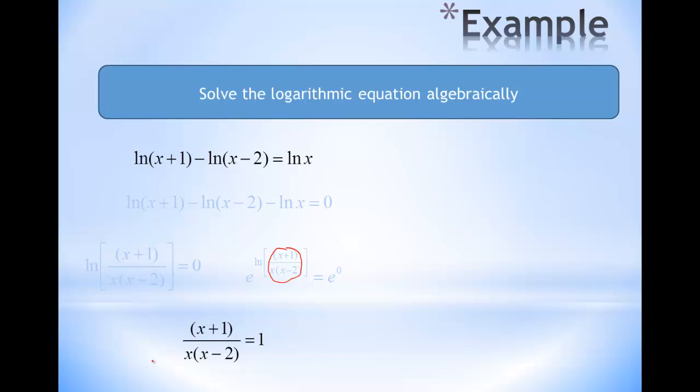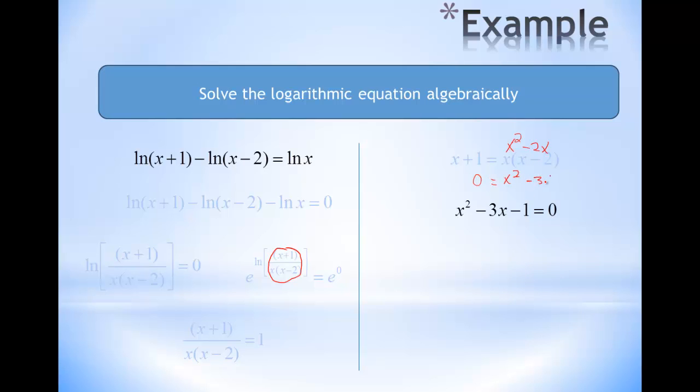I'll bring the denominator over like that. Let's expand out and combine terms. So this side would have been x squared minus 2x. And I brought the terms onto this side. So I got x squared, so I really got 0 equals x squared minus 3x minus 1. I just rewrote that.